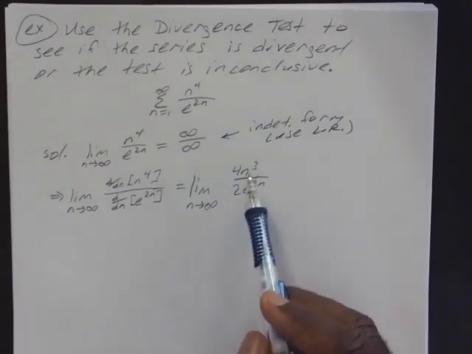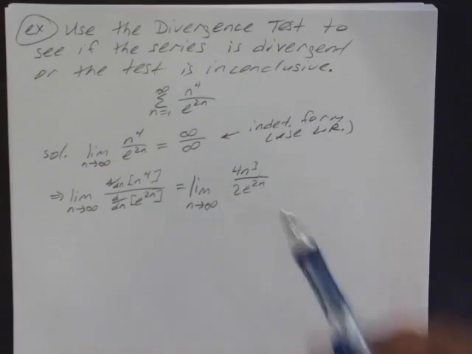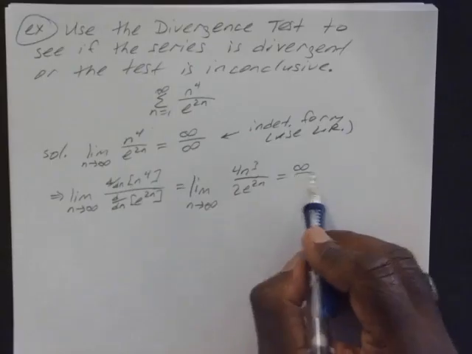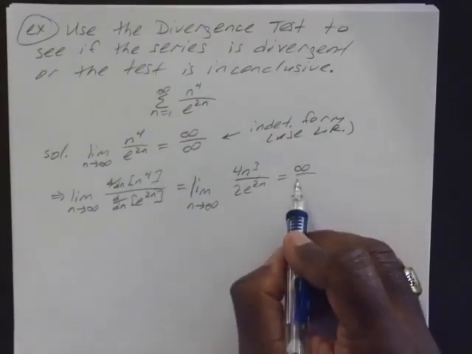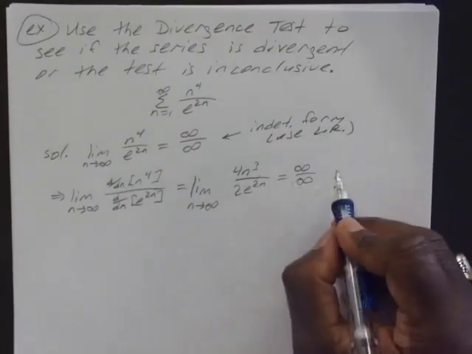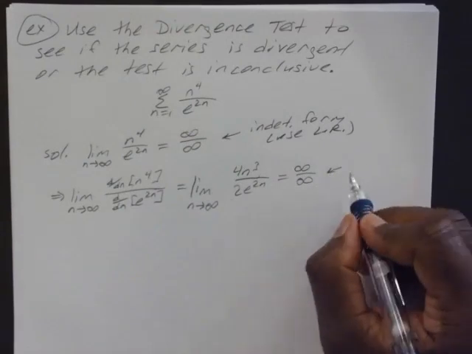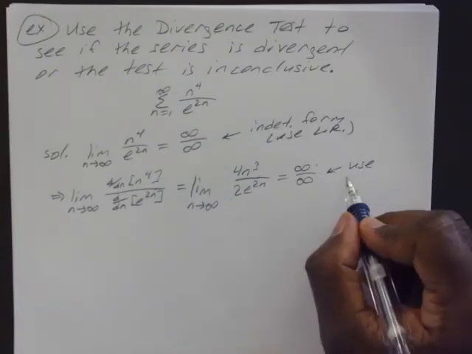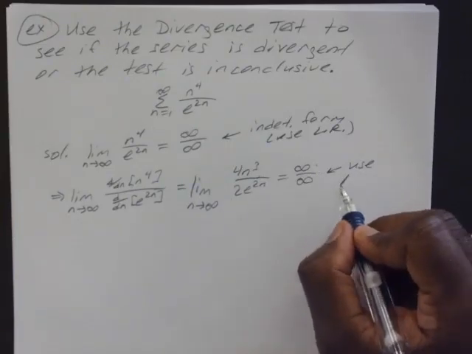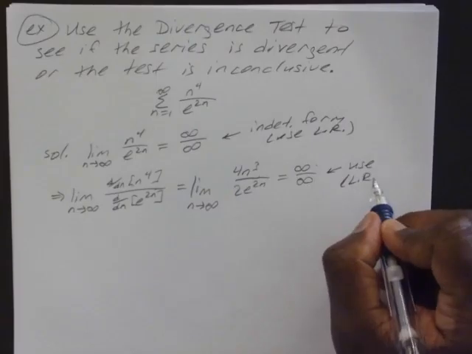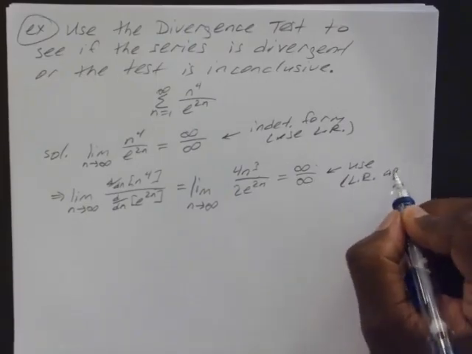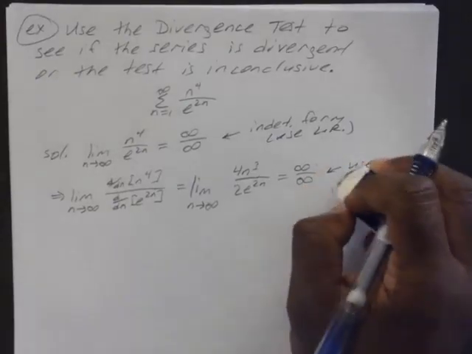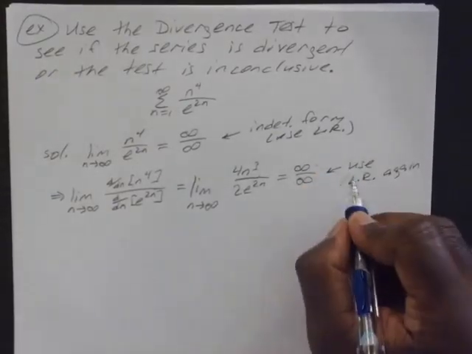Okay. What we see here is as n gets bigger and bigger, our numerator is still infinity. Same with the denominator. It just keeps getting bigger and bigger. So since it's an indeterminate form again, we're just going to use L'Hopital's rule again. I don't know why I started to put parentheses around that. Don't need parentheses around that.